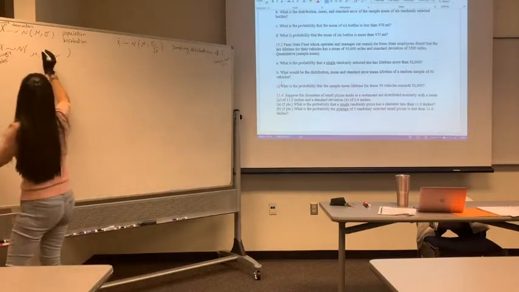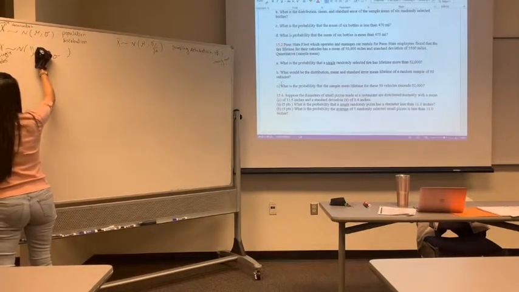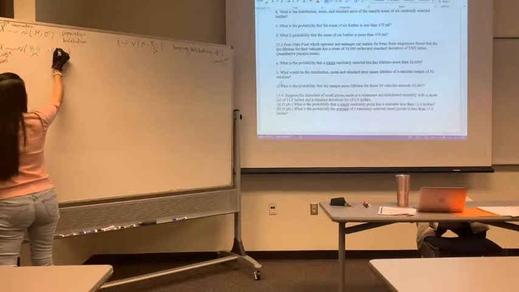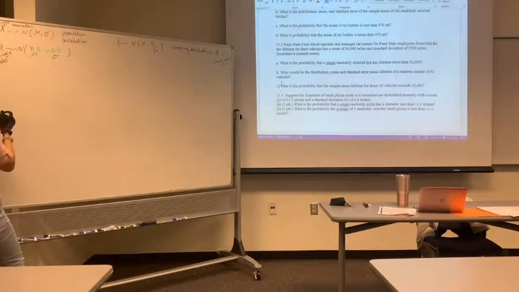What is that? 11.5, 0.4. It says, what is the probability that a single randomly selected pizza has a diameter less than 11 inches?